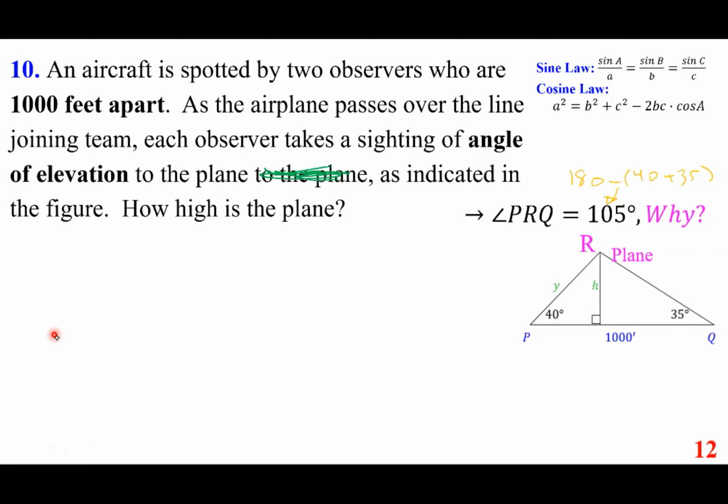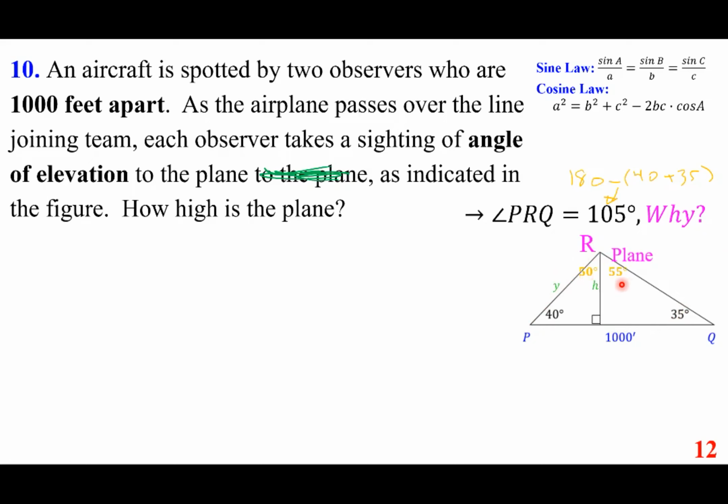In other words, we have all the angles. So in the big triangle, we have all the angles and we have this side. So we can find all sides. And the side we are interested in, let's find Y by saying sine of 105 over 1,000 is sine of 35 over the missing PR or Y.